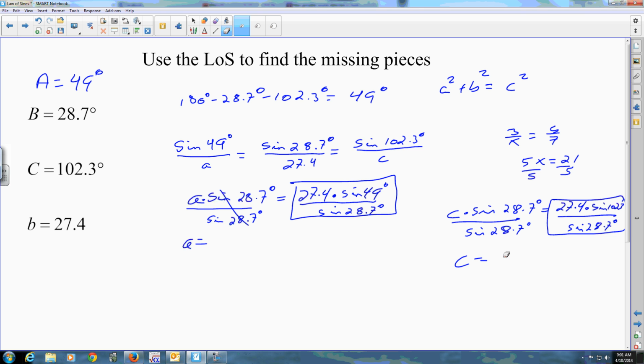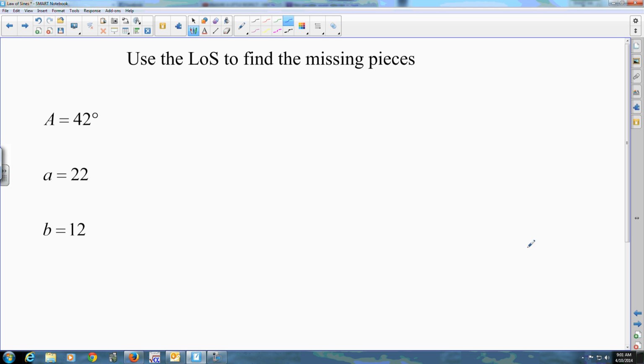I believe now C is 55.75. And let me type this one in: 27.4 sine 49 divided by sine of 28.7. And I get this a little better, 43.06. Okay? All right. Let's try the next one.